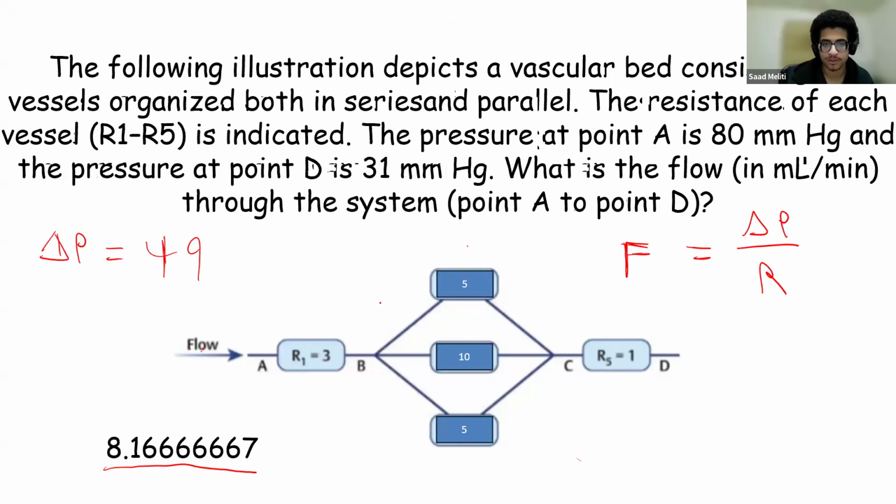We calculate the resistance across this. 3, 2, 1. We got a resistance of 6, and the pressure gradient was 49. We divide, and we got our answer, which is 8.1666667. Does that make sense?